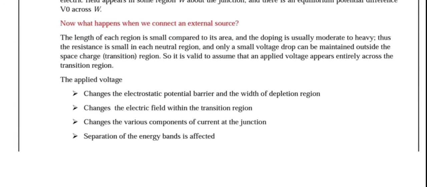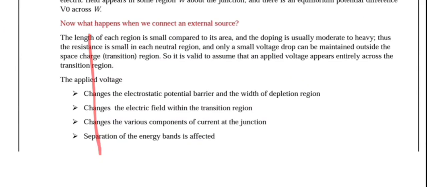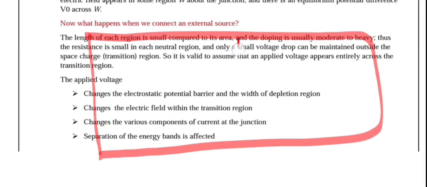Therefore, the electric field E builds up to the point where the net current is 0 at equilibrium. The electric field appears in some region W about the junction, and there is an equilibrium potential difference V0 across the W. So if I am drawing the p-n junction, this is the p-n junction, and we have positive and negative charge present here.